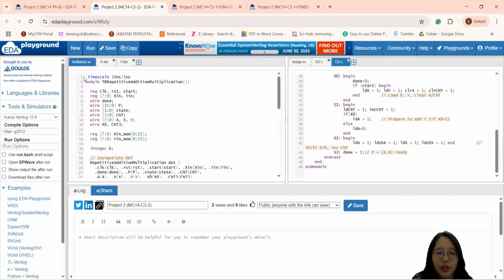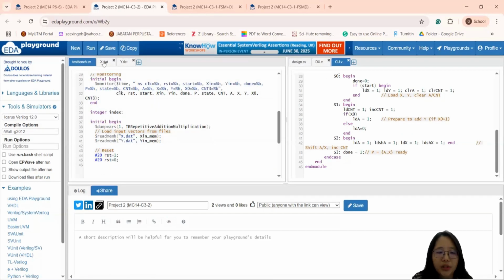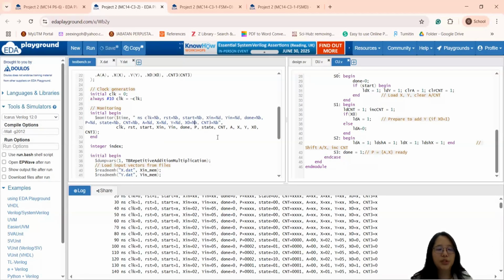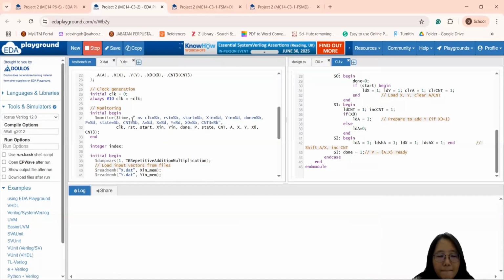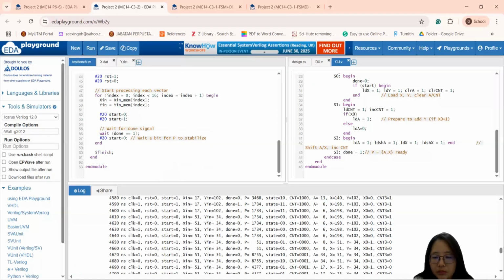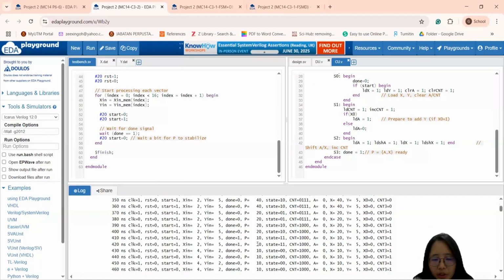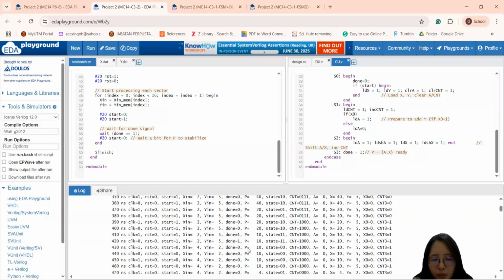So I will simulate the output. And this one is the test bench, and I'm using the S dot and Y dot to get output. So for us to easily see the output, I changed all the hexadecimal to decimal. So as we can see, 2 multiplied by 5, we'll get 10. And then that is equal to 1.